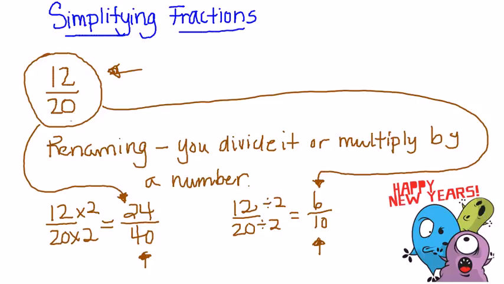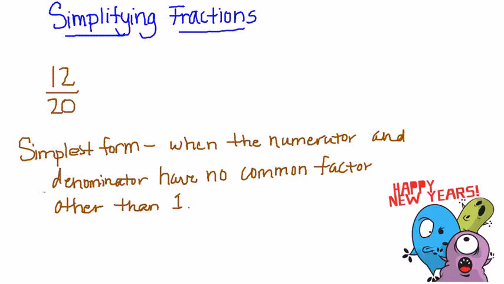Alright, we're finally going to get there. We're going to take 12/20ths and give it a specific name. This name is going to be in simplest form. And what that means is when the numerator and the denominator have no common factor other than the number 1. Now I know right now that sounds like a bunch of blah-blah-blah, but it will make sense in just a moment.